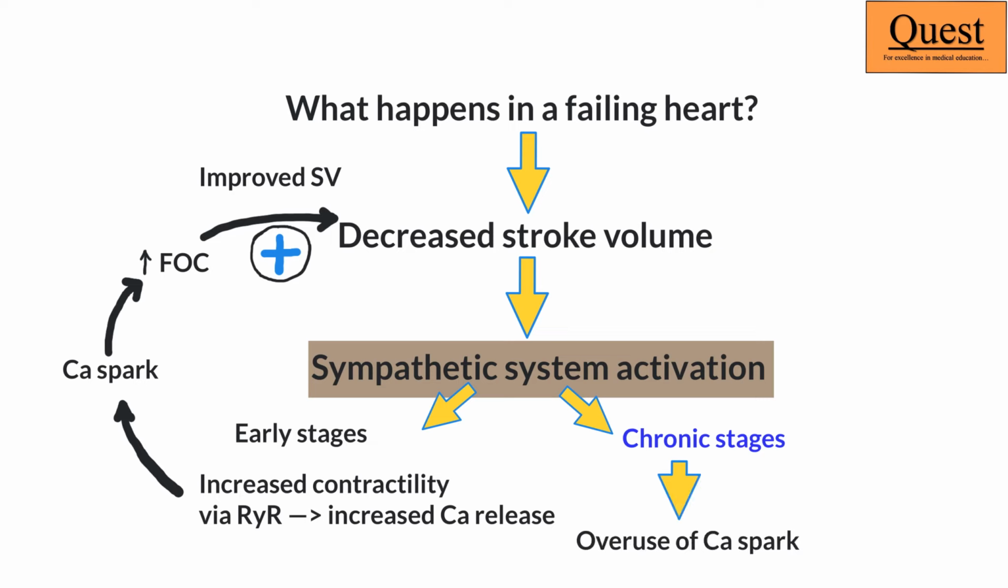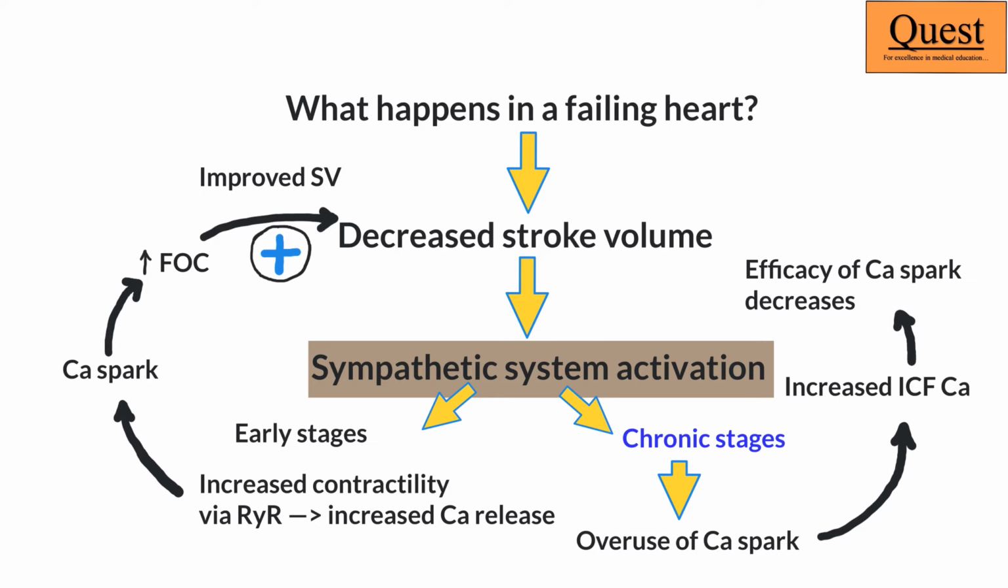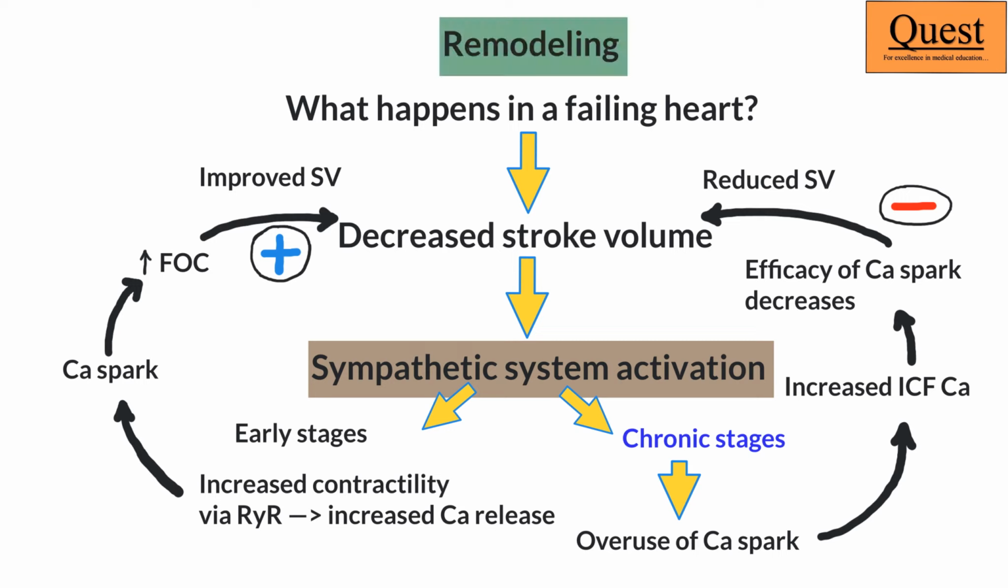Eventually that means concentration of calcium in the ICF is gradually going to rise. Think about it. Calcium spark by itself is a passive process of diffusion, which means it is dependent on the calcium concentration gradient between sarcoplasmic reticulum and intracellular fluid. If intracellular fluid concentration of calcium rises, what will happen to the intensity of the calcium spark then? Well, when this chronic stage sets in, efficacy of calcium spark will be dampened, and then my heart's contractility will again suffer. Such changes happening in the structure and function of the heart in chronic heart failure are known as remodeling. Remodeling will aggravate heart failure whenever it sets in.